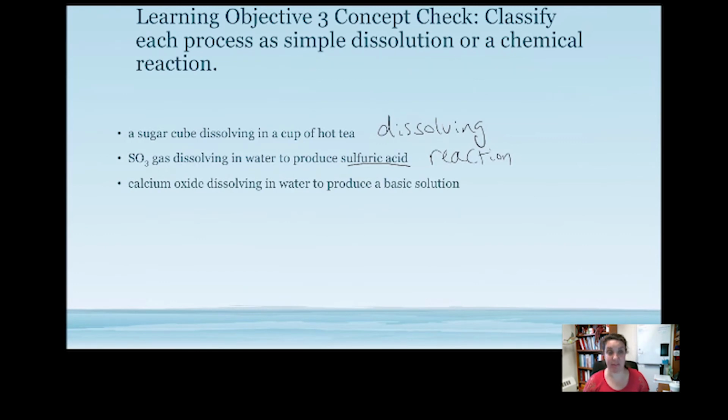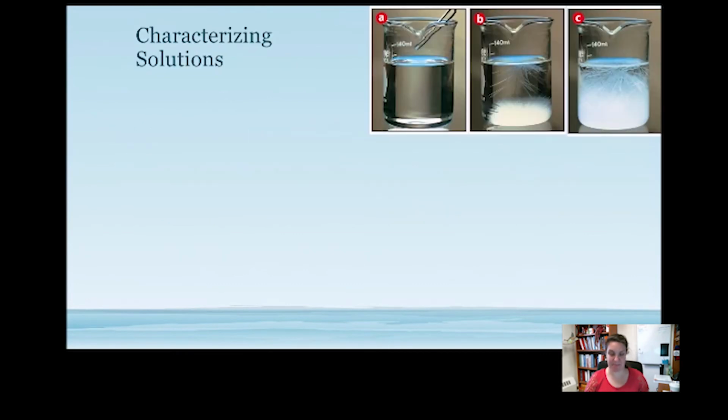And then lastly, calcium oxide dissolving in water to produce a basic solution. If we are producing a basic solution, that means we have produced something new. So this is calcium oxide, right? That is not basic. Basic means we have hydroxide ions. So during this process, we've produced hydroxide ions, so this is a reaction. Okay.